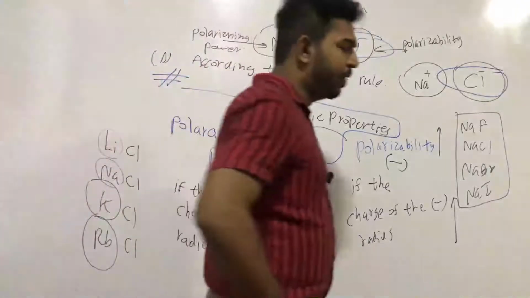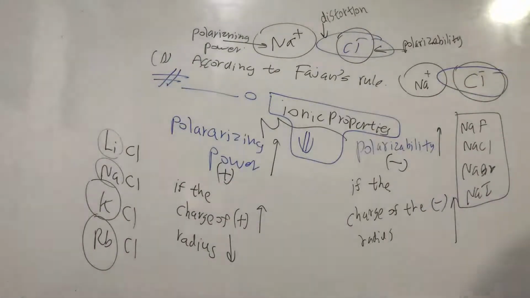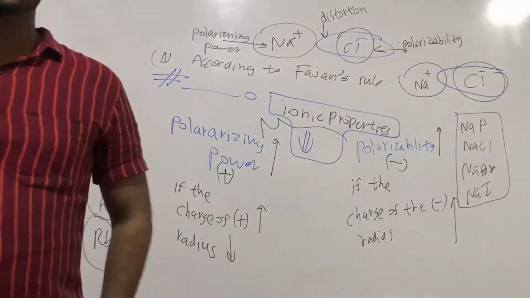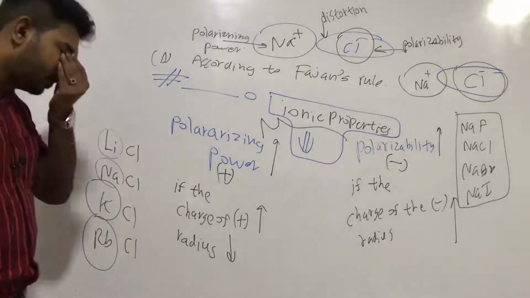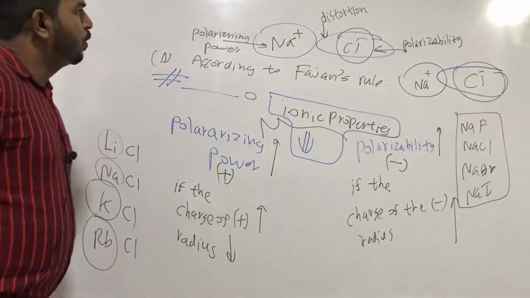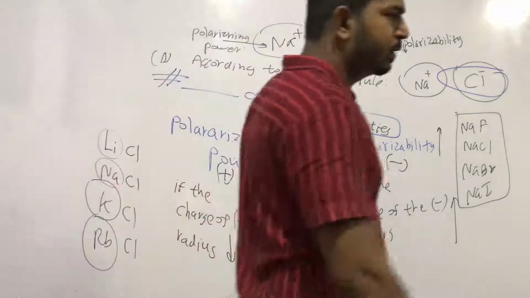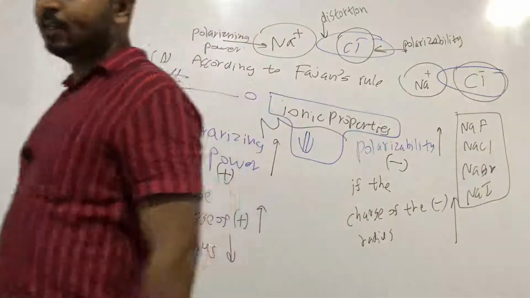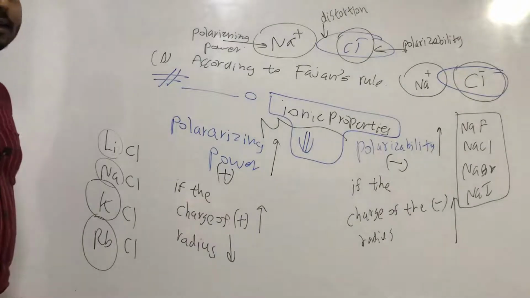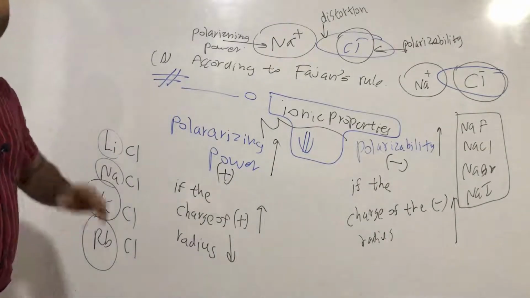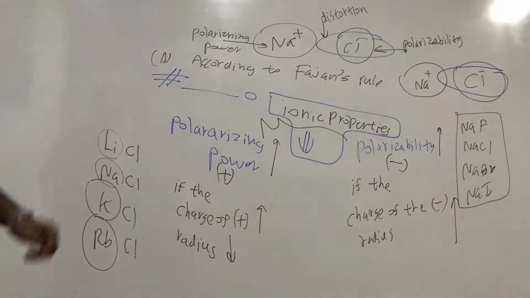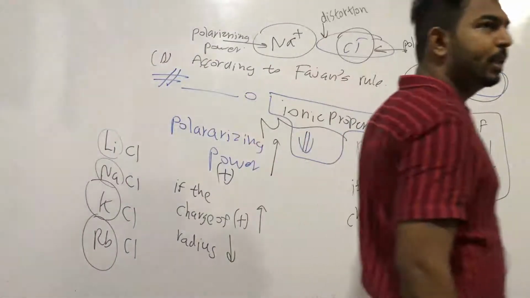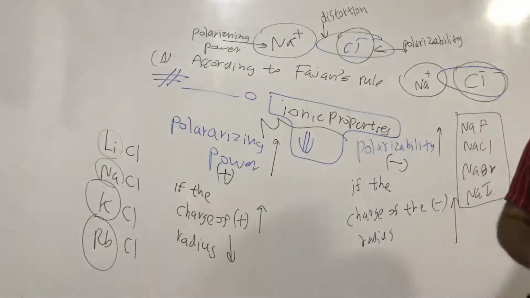So okay, then write, the cation forms a force on the anion, and the force is called as polarizing power.